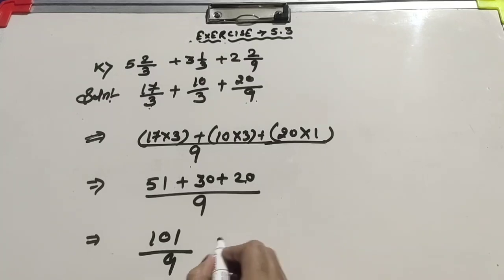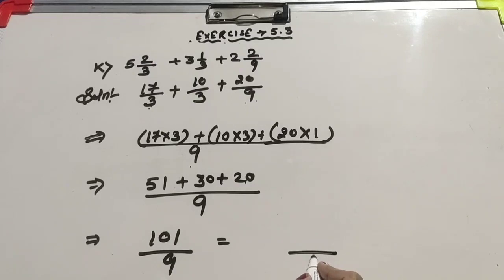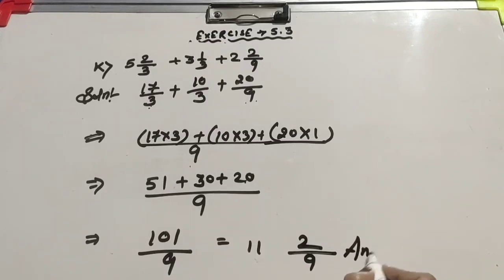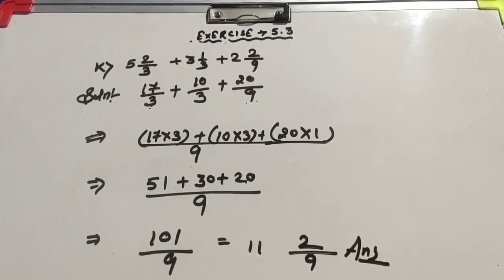So you just convert into a mixed fraction, because the question is given as a mixed number, so you just write the mixed fraction. 9 1s are 9, 9 11s are 99, plus 2, 101 by 9 is your correct answer. Understood? Now question number 2 is given: simplify.